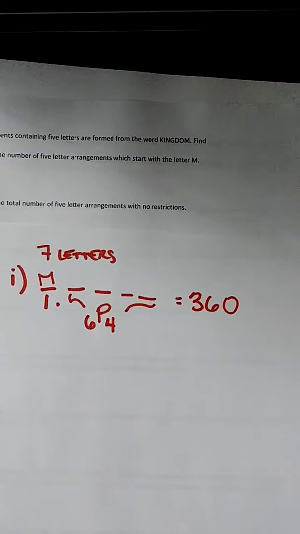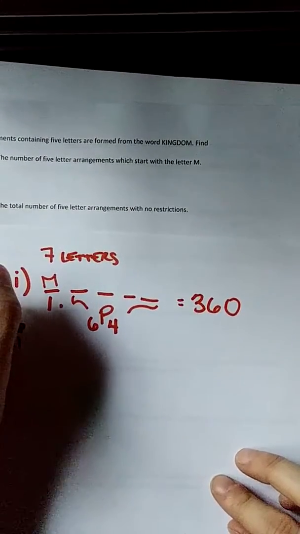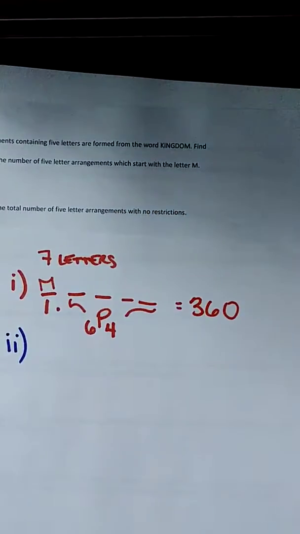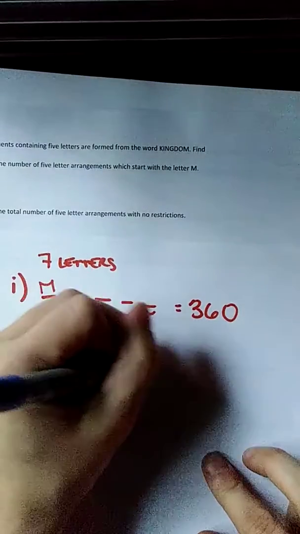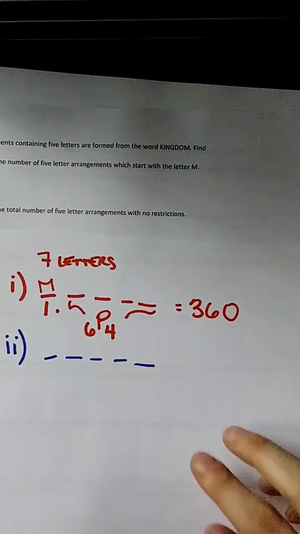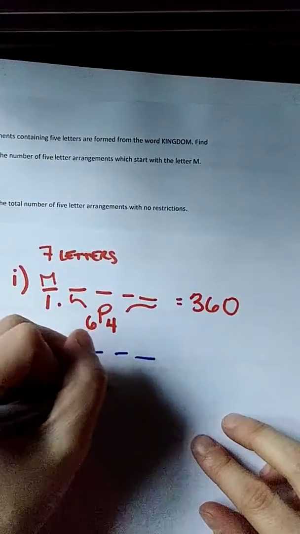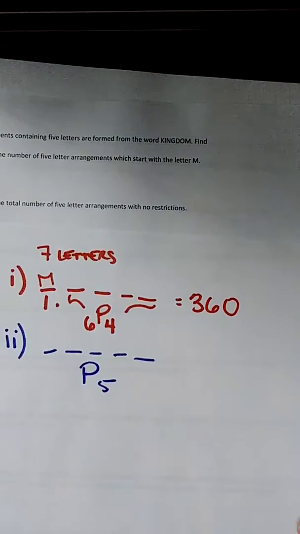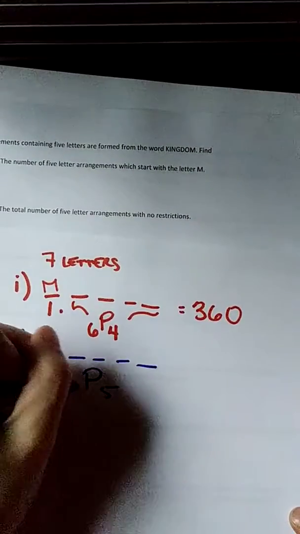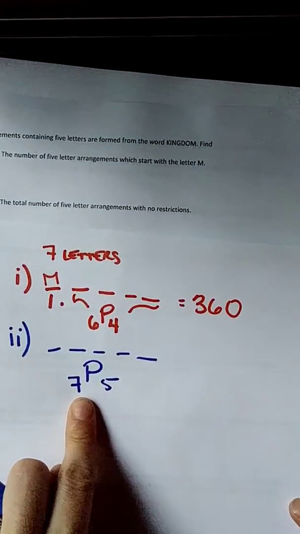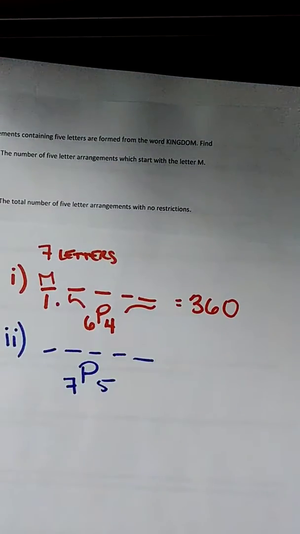Now, for part 2 of this question, it's asking me for the total number of 5-letter arrangements with no restrictions. So instead of having to choose M for my first letter, I can choose whatever letters I want to arrange. Again, order still matters because I'm arranging these letters. So I have 5 letters that I want to arrange, and because order matters, we're using a permutation. The total number of letters that I'm starting with is the original 7 letters of this word. So to solve number 2, we need to do 7P5.